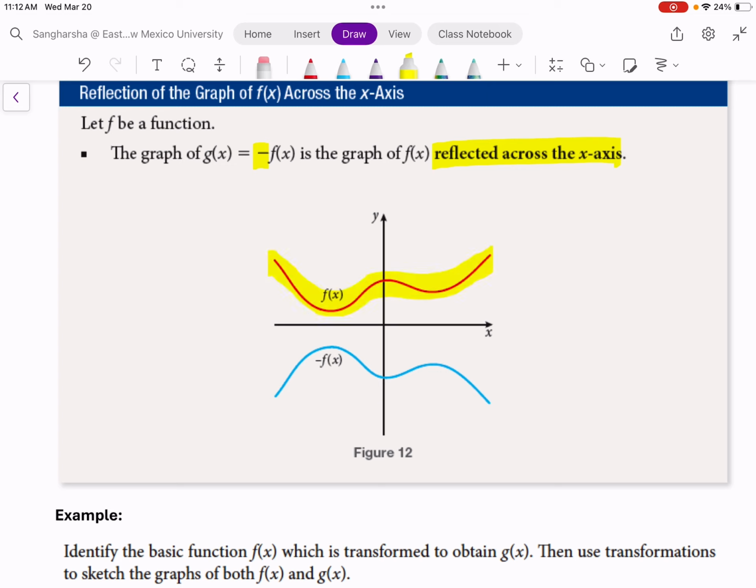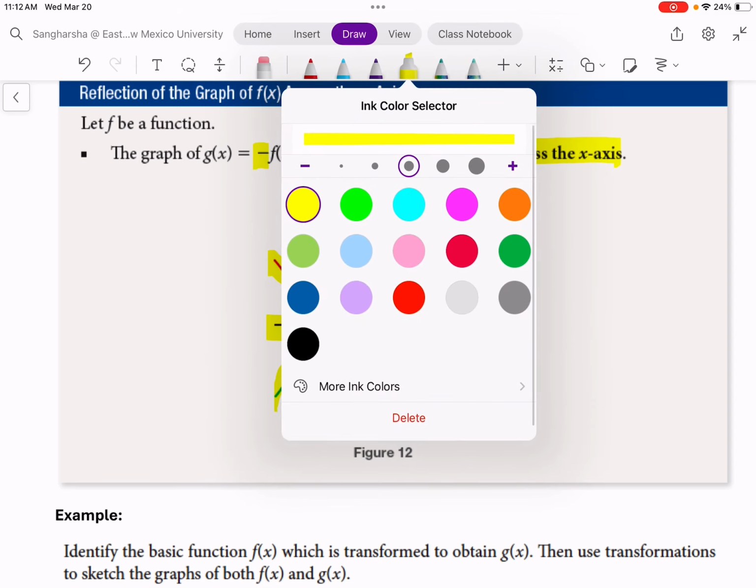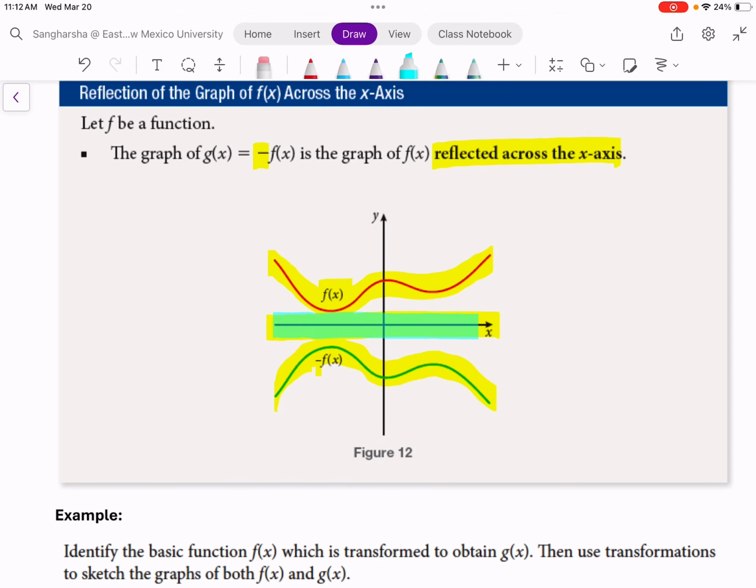Okay, now we multiply this f of x by negative. Whenever we multiply a function by a negative, there occurs a reflection across the x-axis. Reflection means you can just imagine that you have a mirror along the x-axis.